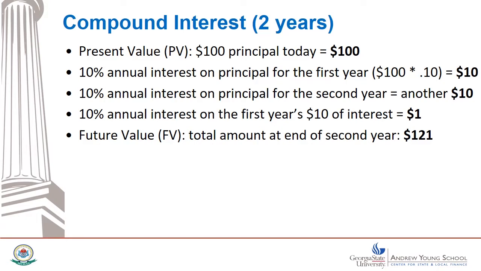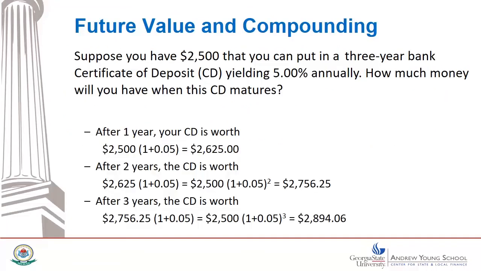This example shows the 4 factors. Present value is $100. The future value is $121. The compounding rate is 10%. And the number of compounding time periods is 2 years. Now we will start a series of slides to show how to solve for a missing future value or present value. We first show how to solve for the missing future value.